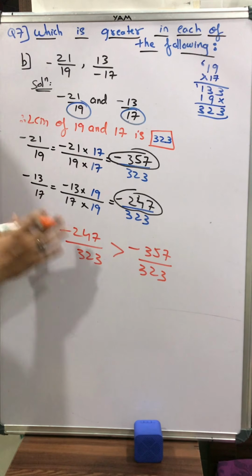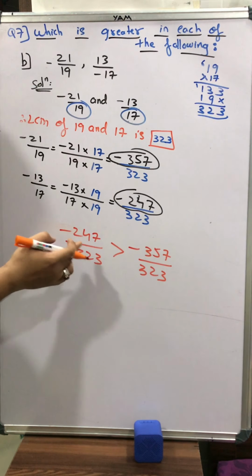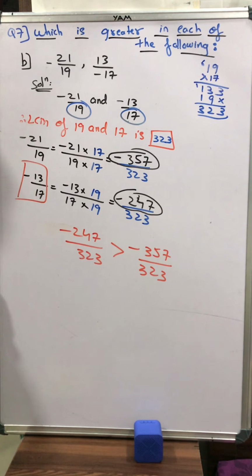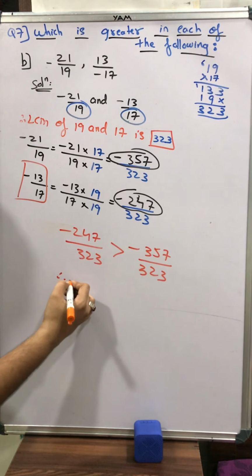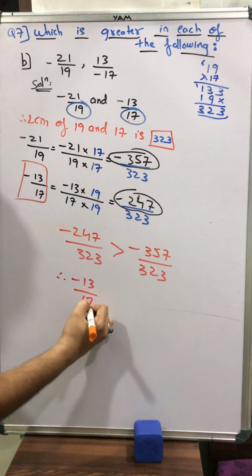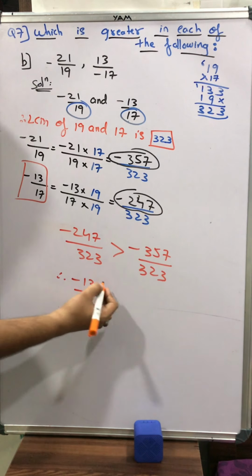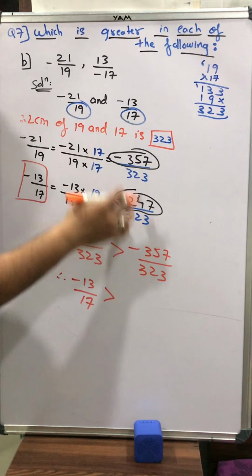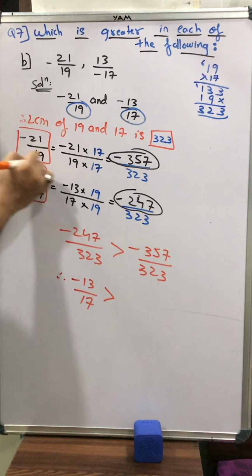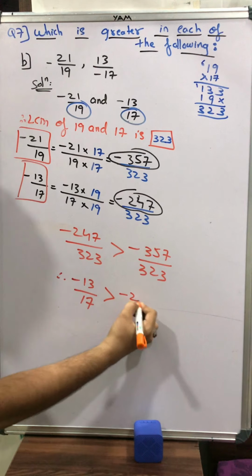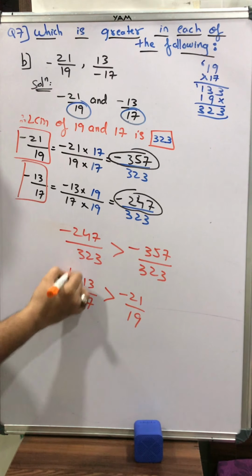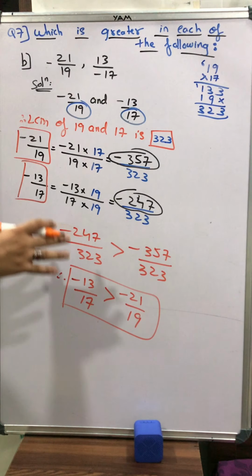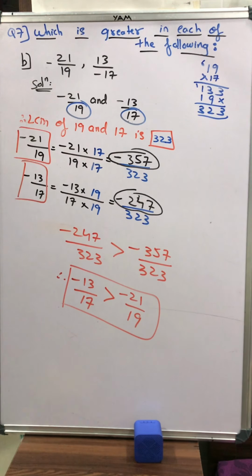Okay, but this should not be the final answer. From where did I get minus 247 upon 323? I got it from minus 13 upon 17. So therefore minus 13 upon 17 is greater than, from where did I get minus 357 upon 323? I got it from minus 21 upon 19. Minus 21 upon 19. So this is my answer. Okay, now please pause the video and start solving it.